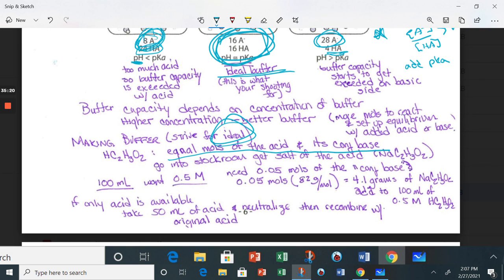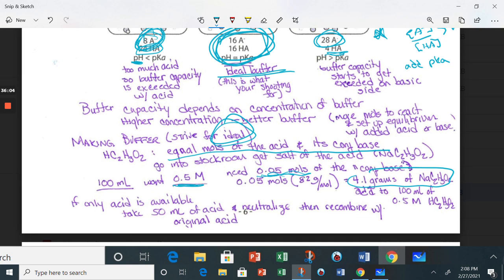All right. So here, if they tell you you want a 100 milliliter solution of a 0.5 molar concentration of your buffer, then you want to make sure that you have the right amount of moles, because you're going in 100 milliliters here. So you want 0.05 moles, right? 0.1 times 0.5 gives you 0.05 of both the base and the acid. And so, you can either measure out how much base you need and add it to the volume of the acid, or remember, you can take half the volume of the acid, neutralize it, and pour the two back together. All right? So keep that in mind.